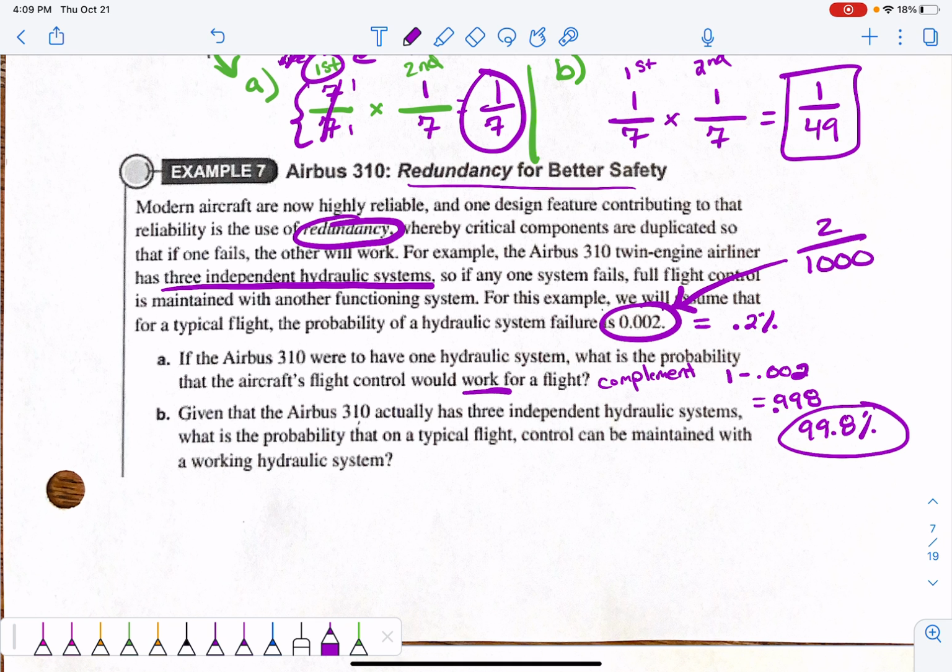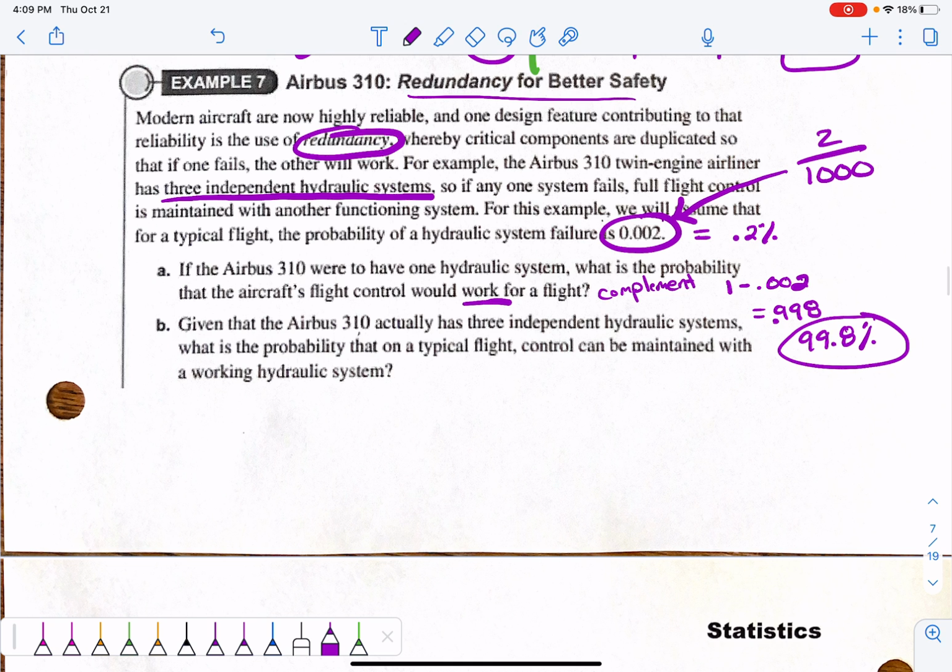Given that the Airbus 310 actually has 3 independent hydraulic systems, what is the probability that on a typical flight control will be maintained with a working hydraulic system, okay? So here's the deal. We want to know that all 3 of them are going to be working, all right? So I want the first one to work, the second one to work, and the third one to work. Okay, so work, work, work. It has a 0.998 probability of the first one working. The probability of the second one working is also 0.998, and the probability of the third one working is 0.998.